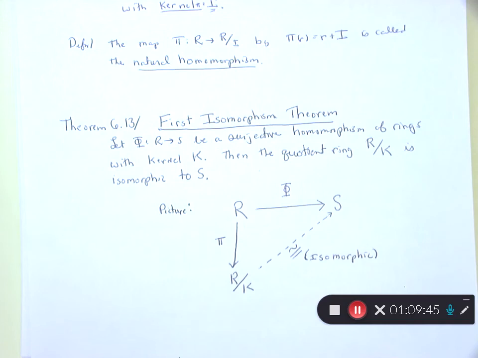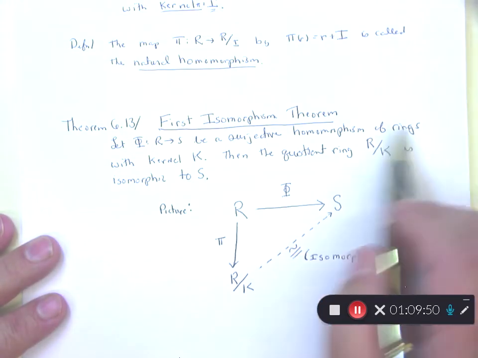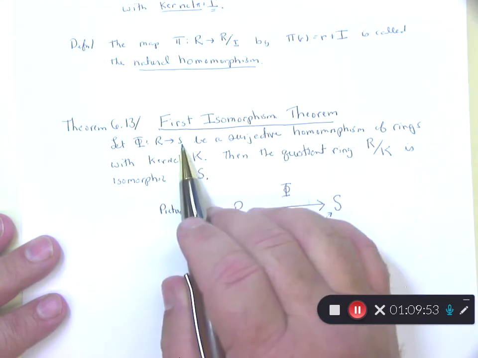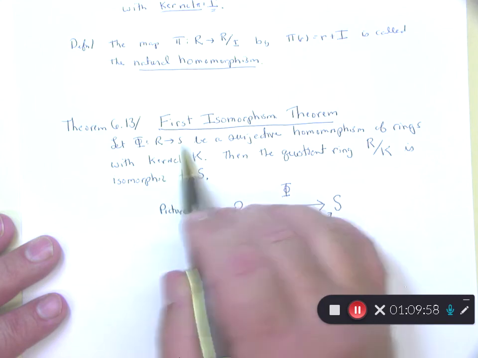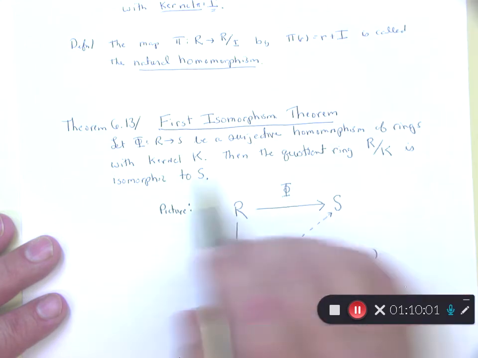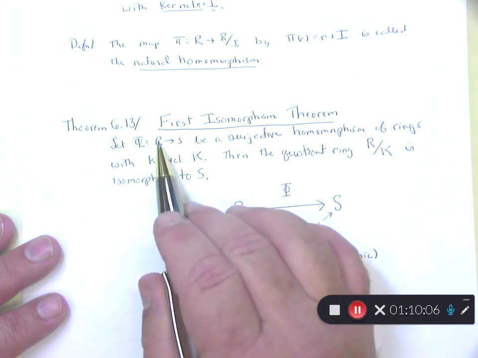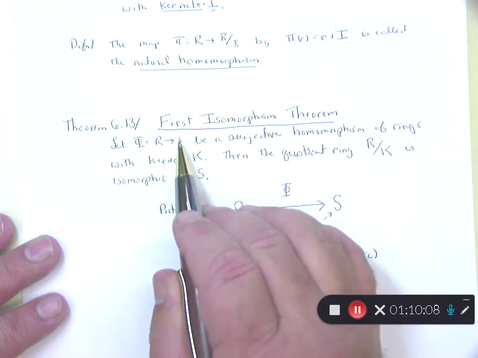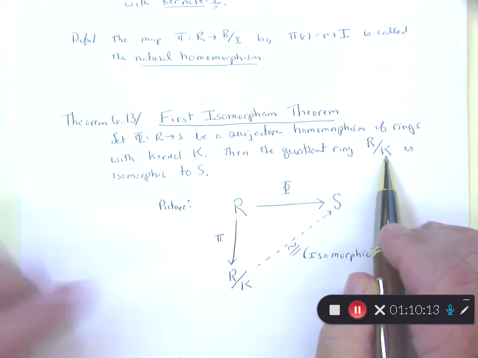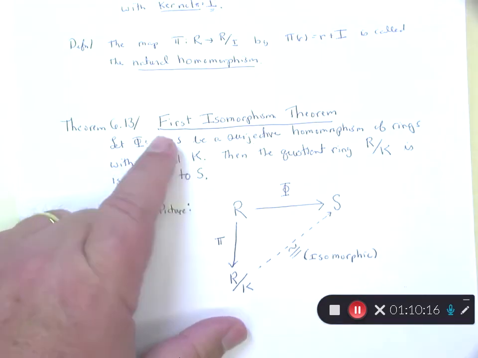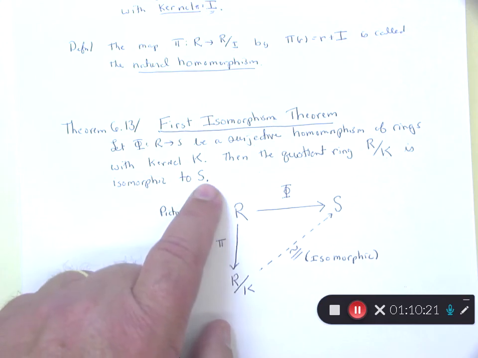So let phi go from ring R to ring S be a surjective homomorphism of rings. So it's surjective, so it's going to be onto. Everything over here in S is going to be covered. So phi is a homomorphism from ring R to ring S, which is surjective, and the kernel, we're going to call it K. So the kernel is literally all the elements in ring R that map to the zero element of S. Then the quotient ring R mod K, because we know the kernel, we just proved it, is an ideal of R, is isomorphic to S.